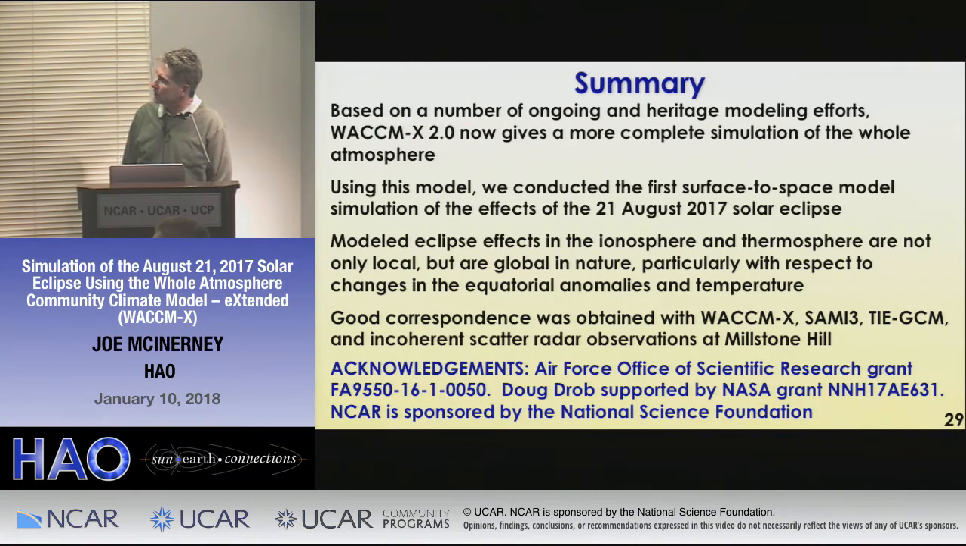We looked at comparisons of WACCM-X with SAMI-3, the TIE-GCM, and the incoherent scatter radar observations at Millstone Hill, and we get a good comparison with those. So we feel confident that the WACCM-X model is giving us some reasonable results, and this turned out to be a good validation effort of the model. That's it.